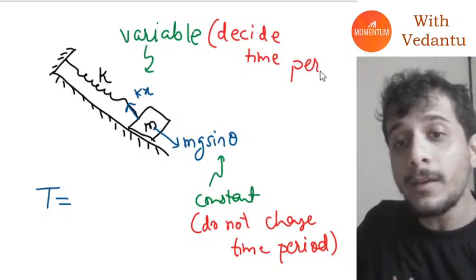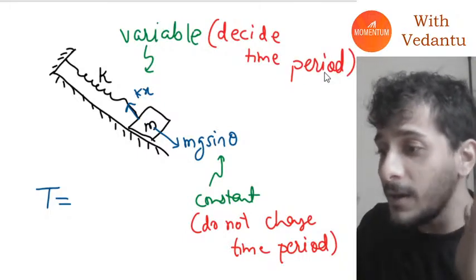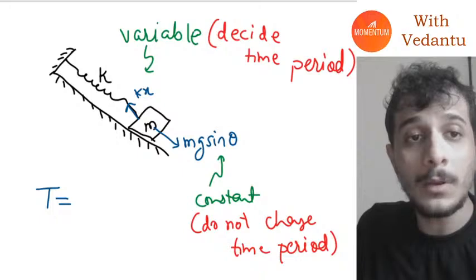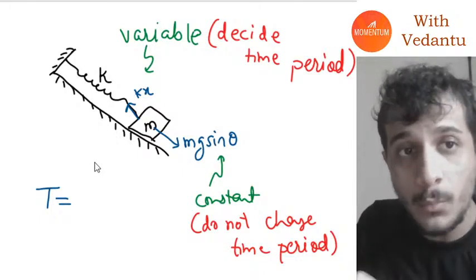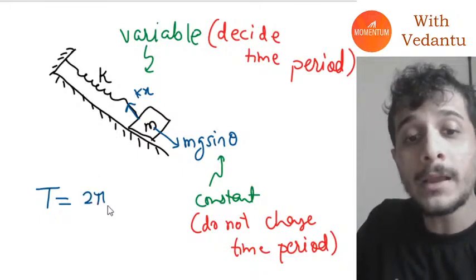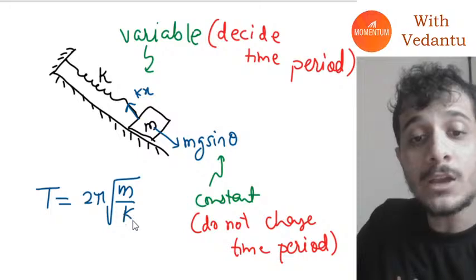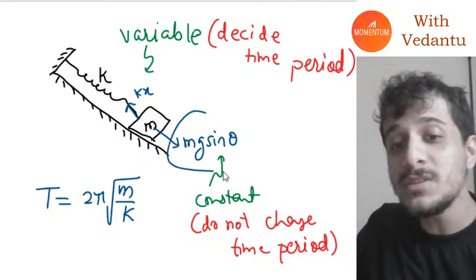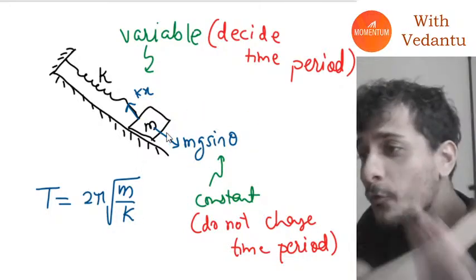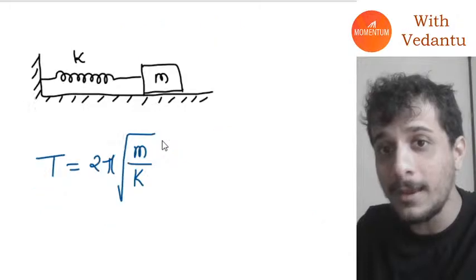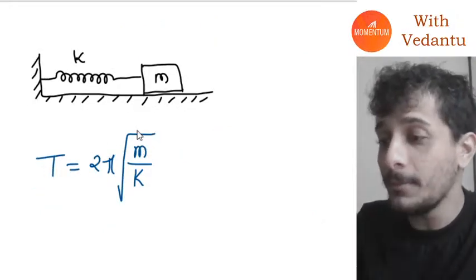So in this case also, if I ask you the time period, it should be the same. What will be the time period in this case? It will still be 2 pi under root m by k. You have to understand this: mg sine theta is a constant force, and it will not change the time period, so it will be the same as the previous case.